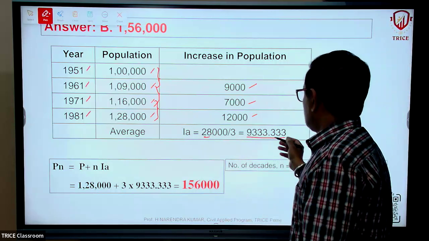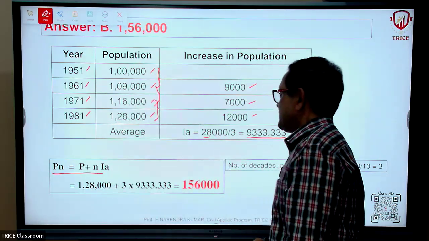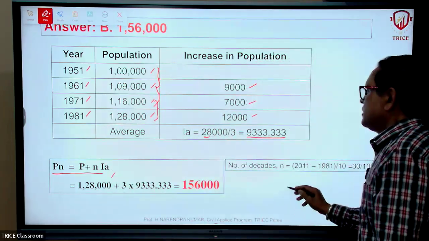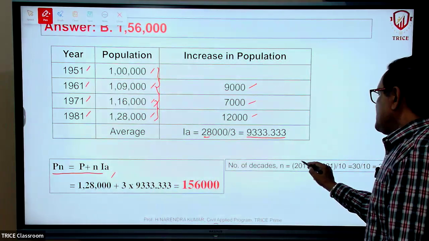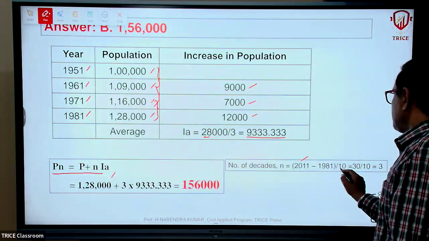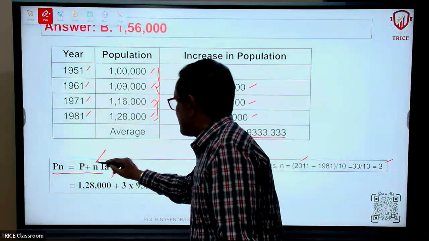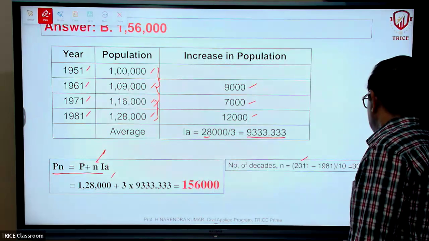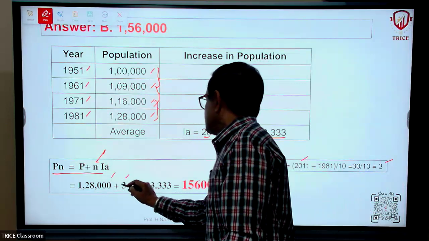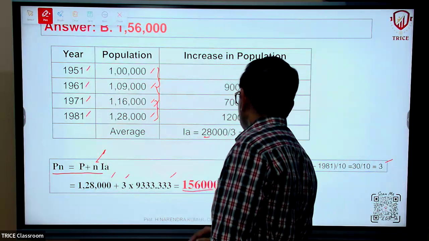I'm going to make use of this in the arithmetical increase method formula. 1,28,000 is the last census population. We need to calculate P 2011, so 2011 minus 1981 divided by 10, so it is 3 decades. What is N here? It is the number of decades. Please remember, number of decades. So 3 is the value of N. So 1,28,000 plus 3 into 9,333.33. You'll get exactly 1,56,000.